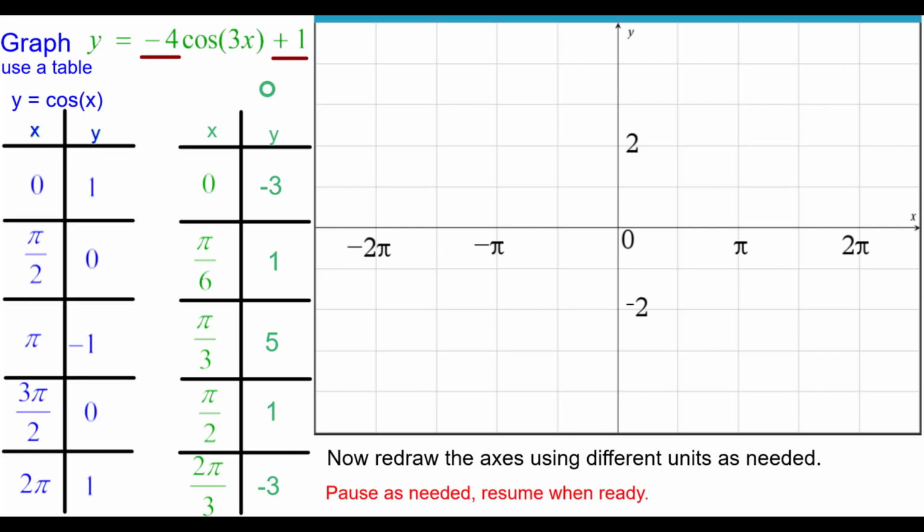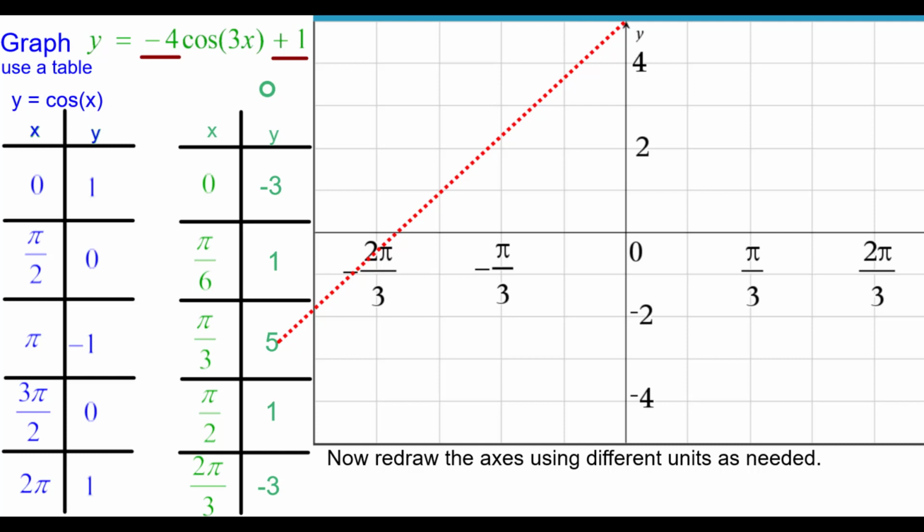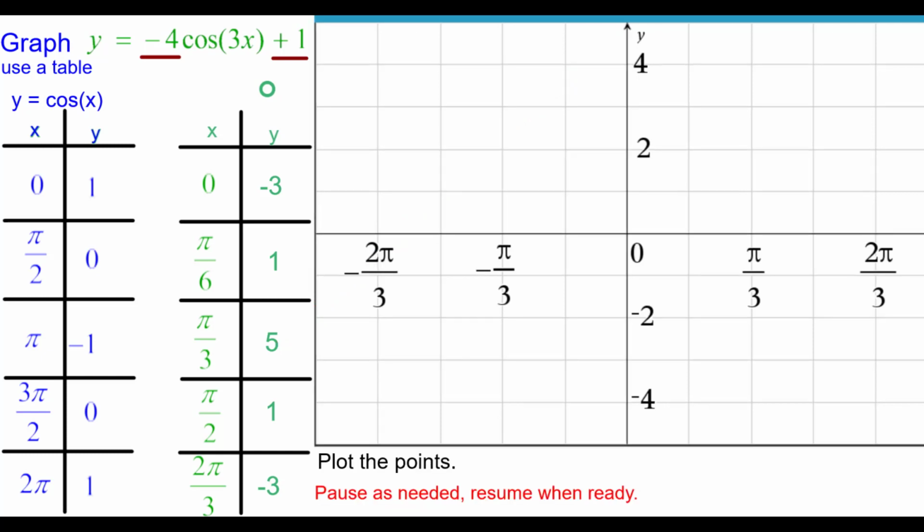We're going to need to redraw the axes, maybe with some different units as needed. So we've got the 2 pi over 3 for the period. We've got the 5. I think we're in good shape. So go ahead and plot the points. Pause if needed. Resume when you've got them plotted.